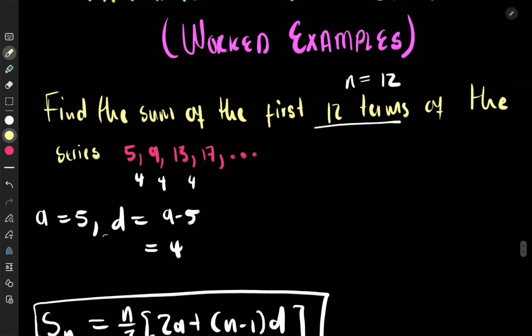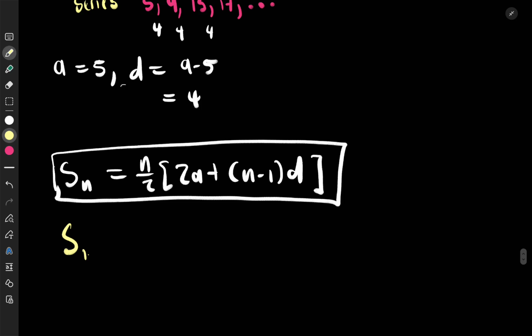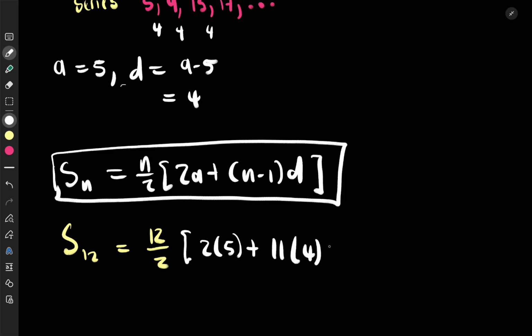Then you're going to say, okay, they want the sum of the first 12 terms, so S12 is equal to 12 over 2. Remember, n is the number of terms, and it's going to multiply 2 by a, which is 2 by 5, plus n minus 1. Here we're getting 12 terms, so it will be 11d, which is 11 by d, and d is 4, so 11 by 4.